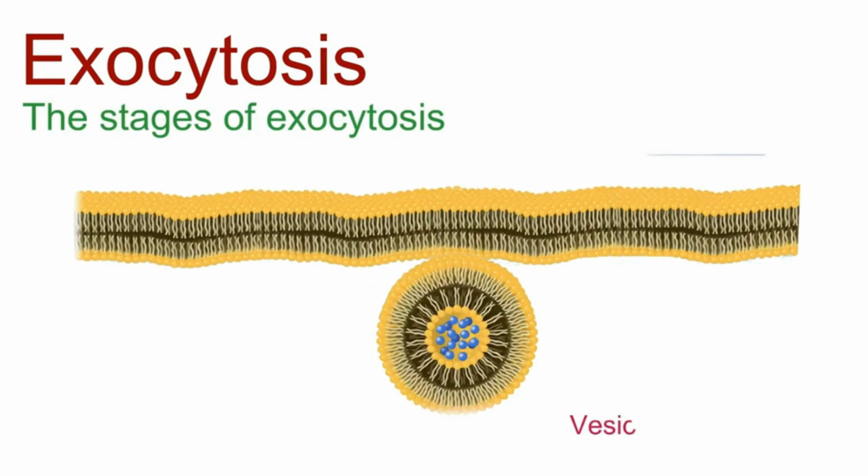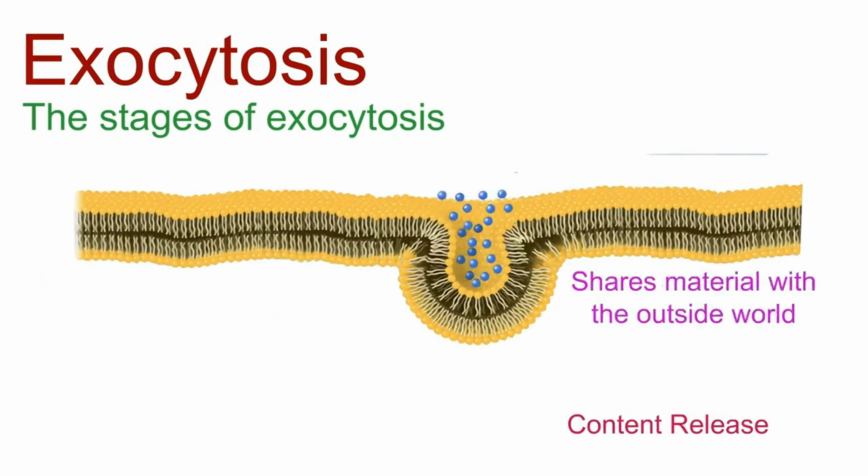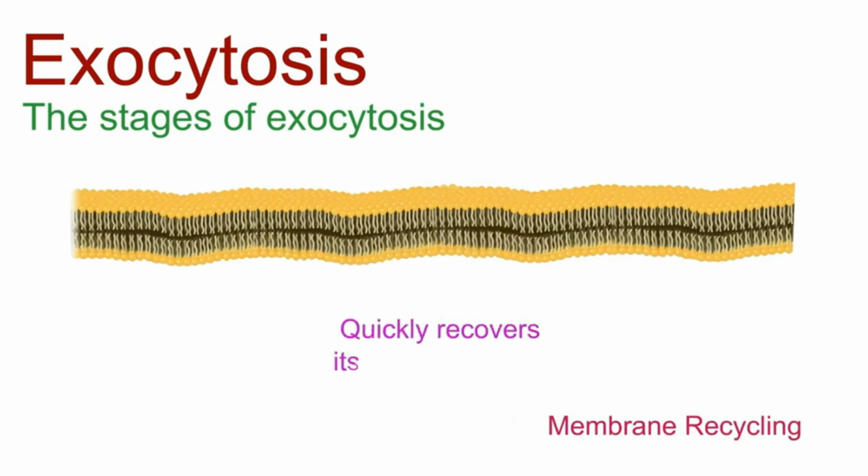It's showtime. The vesicle membrane fuses with the city border, which is the cell membrane, releasing its contents outside. The cell shares its cargo with the outside world, which can be neurotransmitters, hormones, or enzymes. The cell isn't wasteful. It quickly recovers its lost membrane through endocytosis, ensuring everything stays in balance.